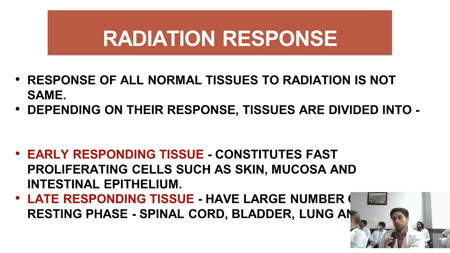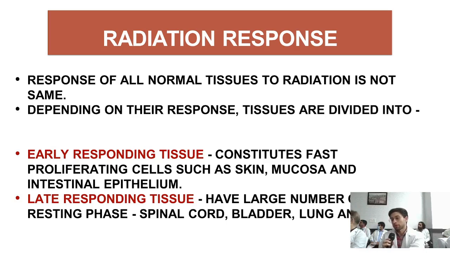Next thing I want to talk about is radiation response, because the response of all normal tissue to radiation is actually not the same. Depending on the response, we have divided it into early responding tissues and late responding tissues. The early responding tissues consist of fast proliferating cells, such as skin, mucosa, intestine, and epithelium. The late responding tissues have a large number of cells which are in the resting phase, such as spinal cord, bladder, lung, and kidneys.